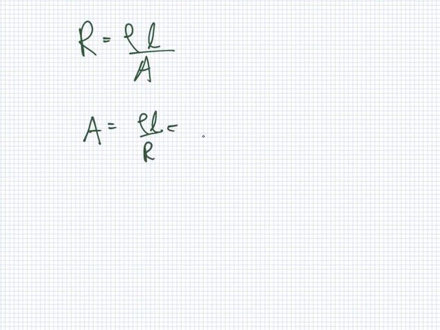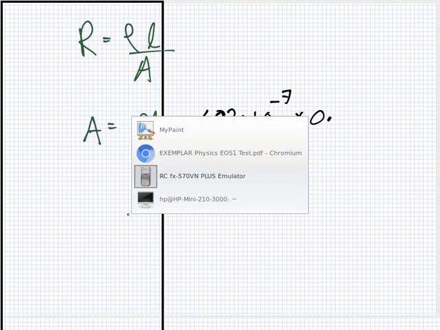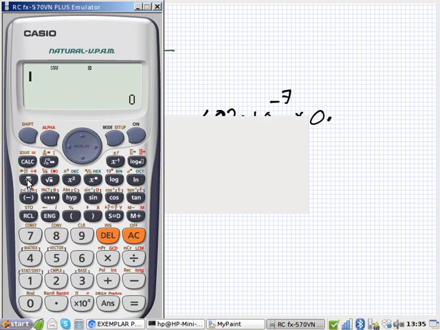What do they say the rho is, please? 4.82 times 10 to the power minus 7. Yes. And the length? 0.8. And the resistance? 7.744. So let us calculate the area once this catches up with me.